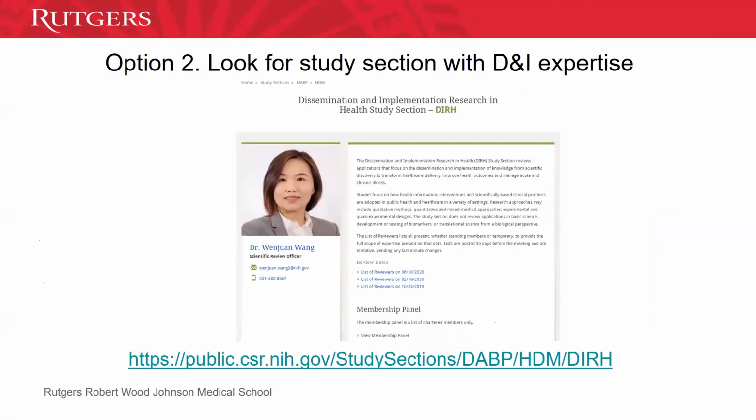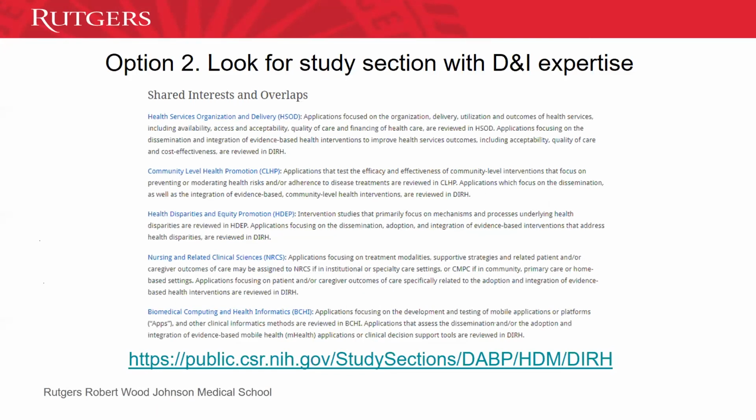Next slide. So option 2 is that you can actually go to the DNI study section, DIRH, and this is the link to that study section. You have a couple of different options for review. There's DIRH, which we've talked a lot about, but if you go to the next slide, there are also other study sections where they will pull in reviewers who have the appropriate methodology and expertise. So if your work is focused around health disparities and equity, focused at the community level, nursing science, and also health services and delivery, I was actually just a reviewer for that study section. There are a number of different study sections that will bring in expertise for DNI research, and so that's a potential possibility.